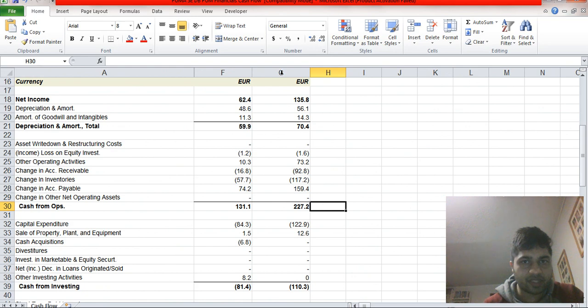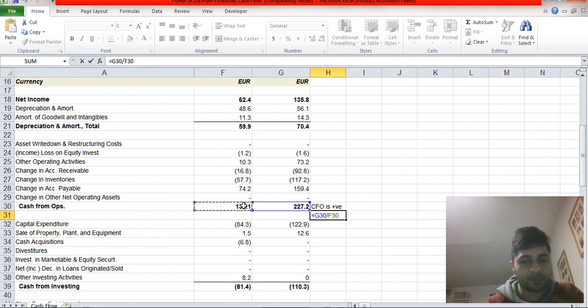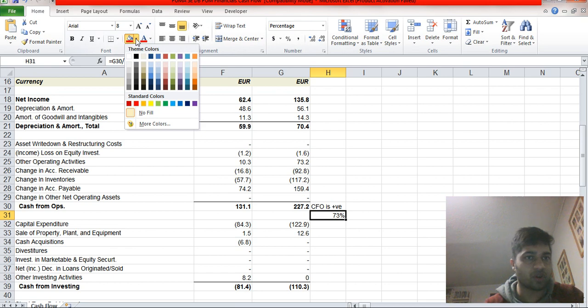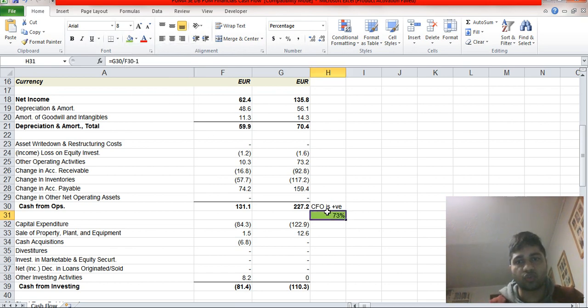So cash from operations in 2017 versus cash from operations in 2016. Is cash flow from operations positive? So CFO is positive, so it fulfills our first criterion. Second, is CFO growing? Current year's figure divided by previous year's figure minus 1. So CFO is growing by 73%. So there is growth of cash flow from operations. Both rules are qualifying: CFO is positive and CFO is growing. That's a good sign for a company like Puma.